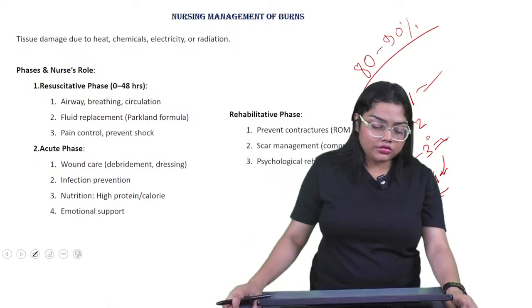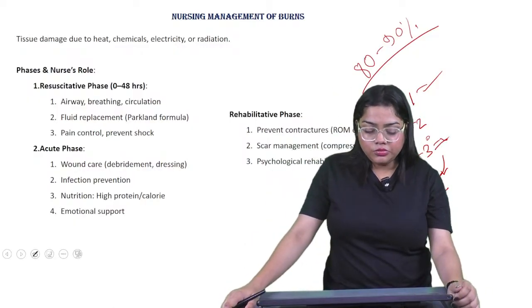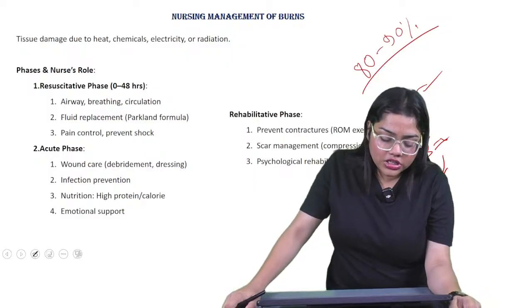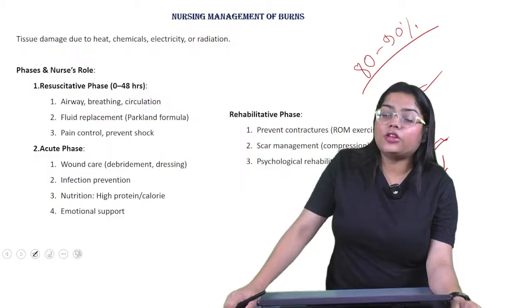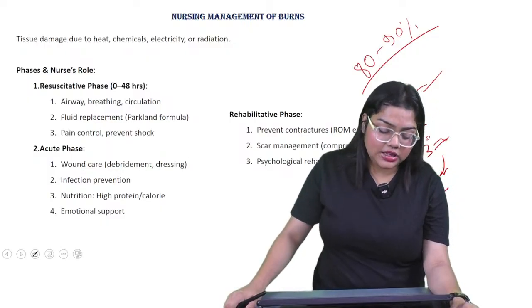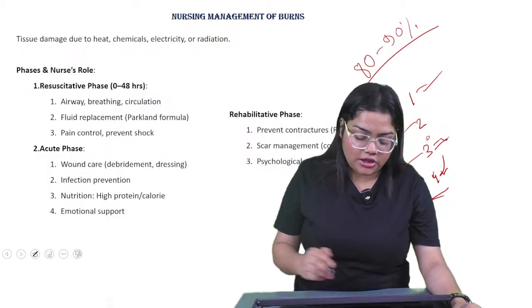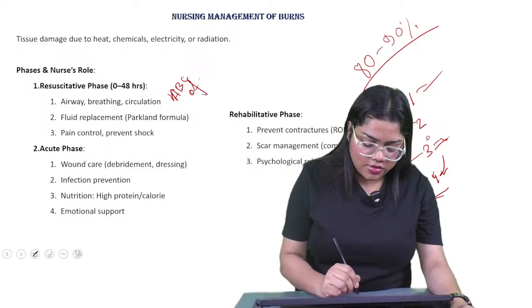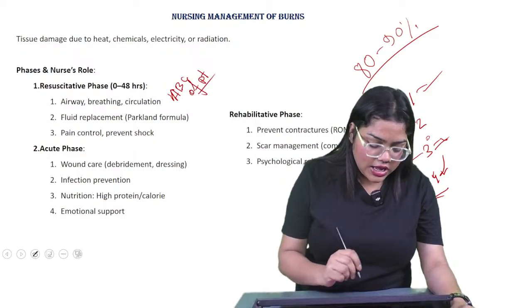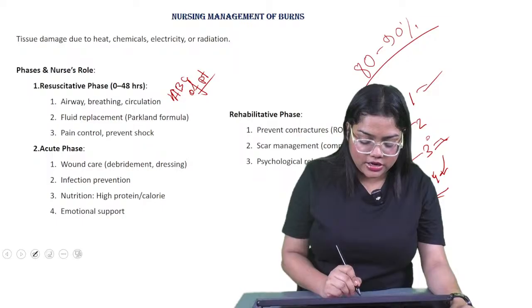So what is the nurse's role in each phase? The resuscitative phase is 0 to 48 hours. As a nurse, what can we do? We have to maintain and monitor the airway, breathing and circulation, the ABC, of the patient. Then fluid replacement, like the Parkland formula.